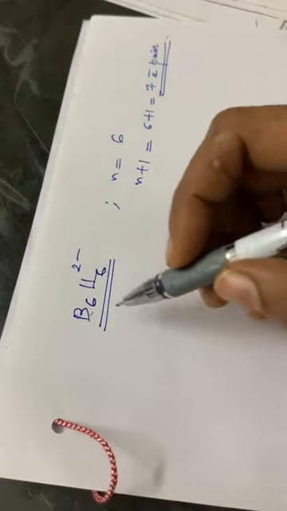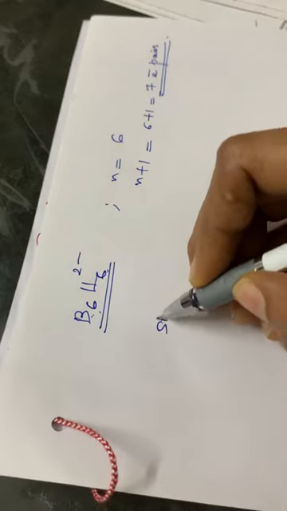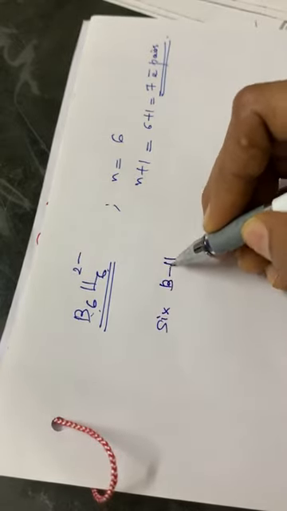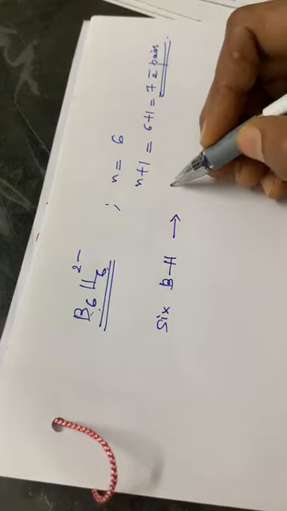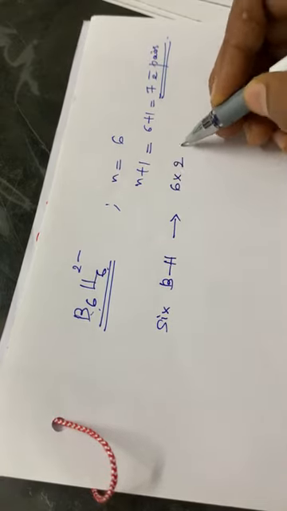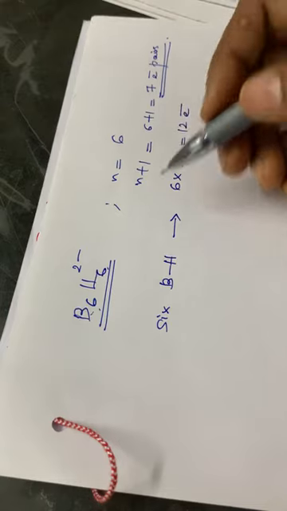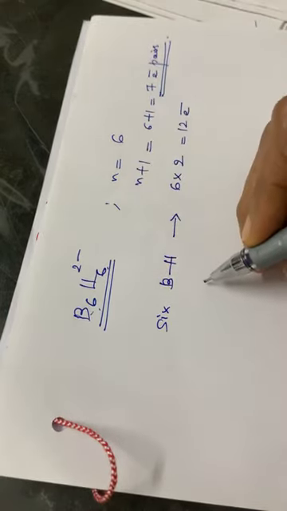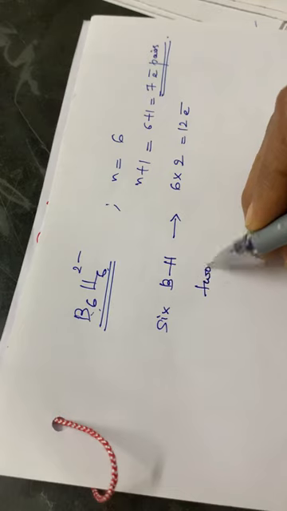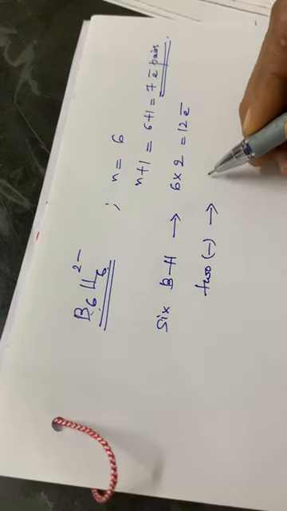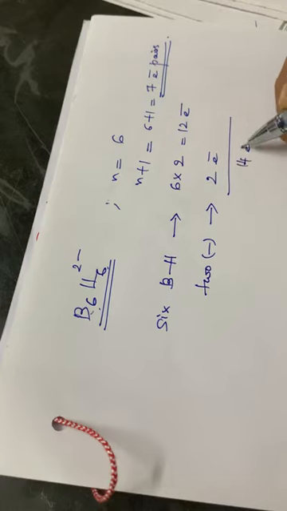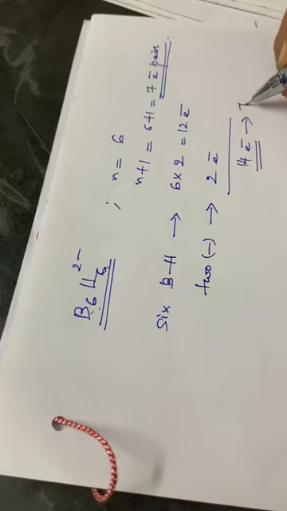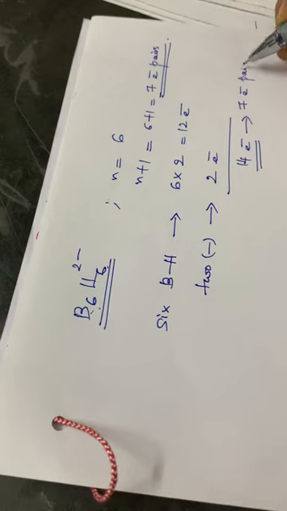So here how many BH units are there? 6 BH units are there, isn't it? 6 BH units. So 1 BH unit will be contributing 2 electrons. So 6 BH units means 6 into 2, 12 electrons. Then again how many negative charges are there? 2 negative charges are there. 2 negative charges means 2 electrons, isn't it? So 12 plus 2, 14 electrons in total. 14 electrons means 7 electron pairs.